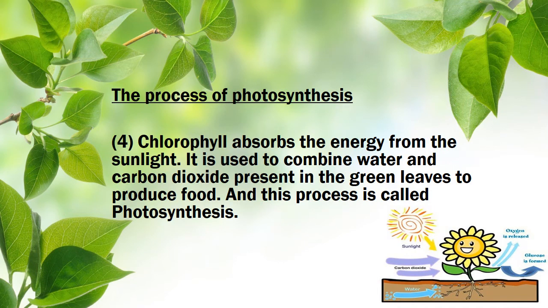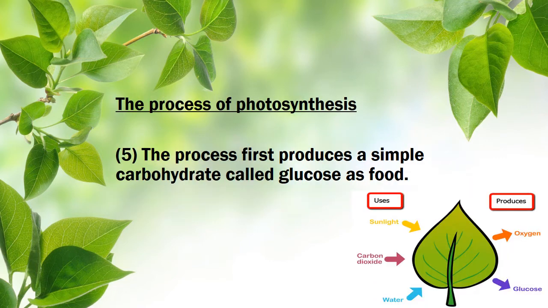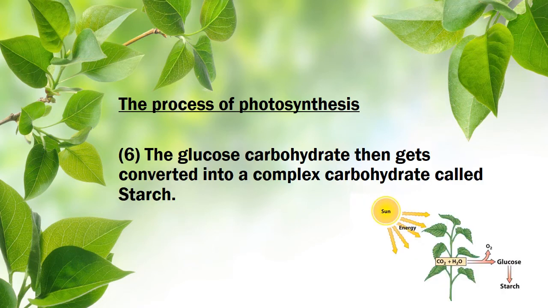Chlorophyll absorbs the energy from the sunlight and it is used to combine water and carbon dioxide present in the green leaves to produce food, and this process is called photosynthesis. The process first produces a simple carbohydrate called glucose as food. The glucose carbohydrate then gets converted into a complex carbohydrate called starch.